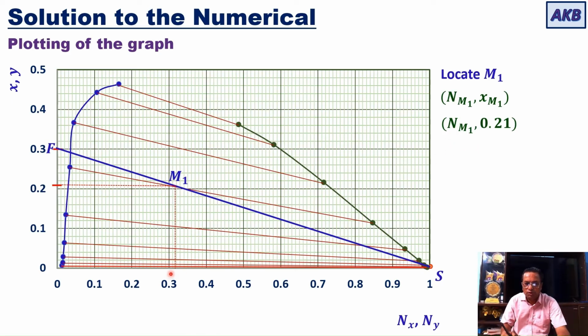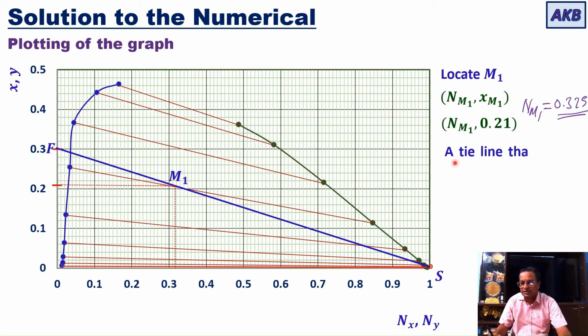So if you want to know the weight fraction of solvent in the mixture, you can just read the value on the x-axis. So it is around 0.325. So 0.325 would be the weight fraction of, so let me just note down. In this case, the value of NM1 is 0.325. What is this? This is the weight fraction of B in the mixture.